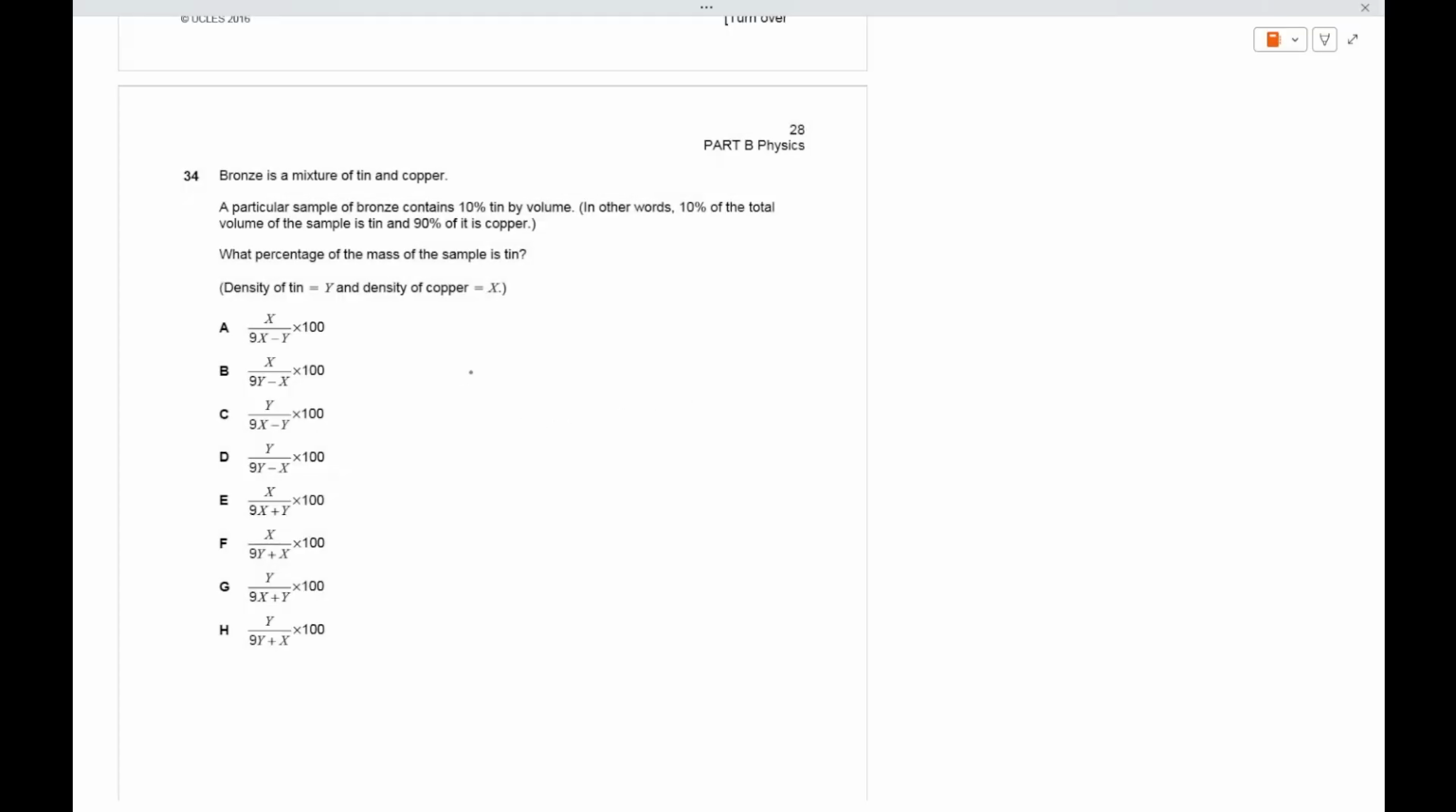The total mass of the sample, we're going to call capital M, is 10% by volume tin. Tin is Y. It's going to be Y plus 90% copper, so 9x. That's what we know. We could put 0.1Y plus 0.9x, but it doesn't matter. This makes it easier to work with.